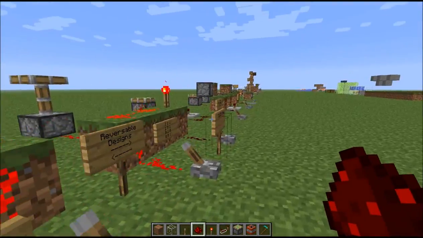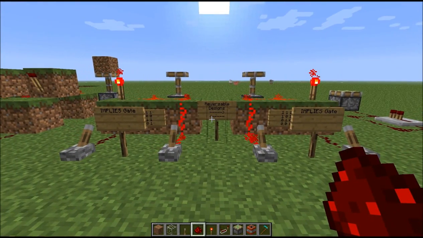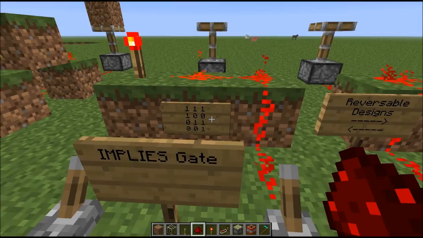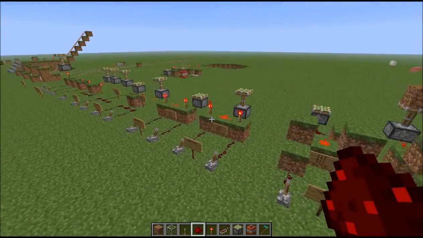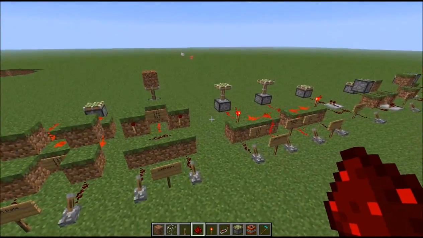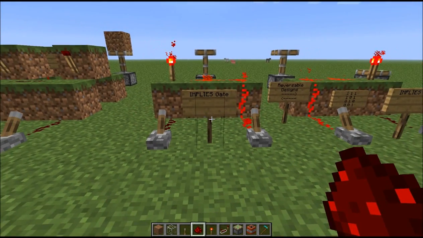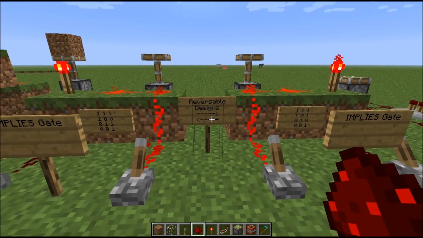Alright, so the last two I'm going to cover in this episode are the implies gates. Personally, I really don't like these ones. You can basically get the same thing with an AND gate with an inverter, maybe a little bit of modification. These ones are a little overcomplicated for me. I don't like them. And these are reversible designs, by the way.